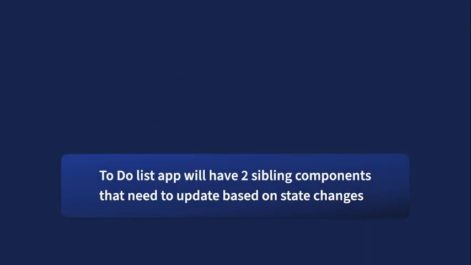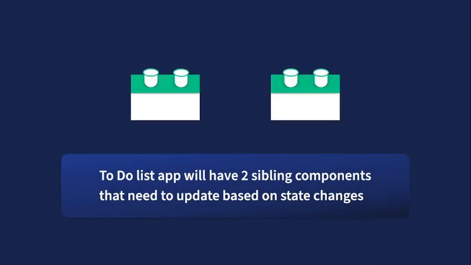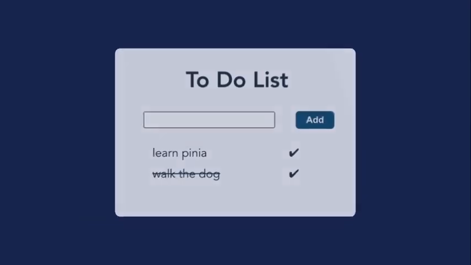Now that we're clear on how Pinia works and we've seen a demo of it in action, we're ready to dive into the core concepts and start building a to-do list application throughout the rest of this course. Since this to-do list app will have two sibling components that need to update based on state changes, it makes a good use case for incorporating the Pinia library, even though it's a simple example. Let's take a look at what we'll be building.